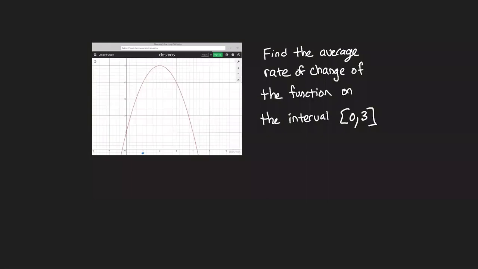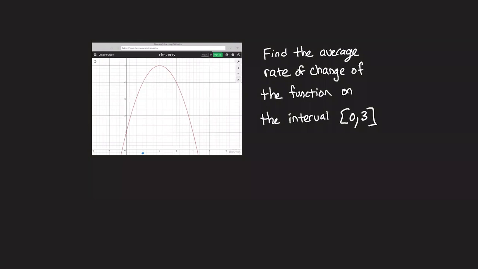Hi, everybody. So this is going to be a quick video where we look at average rate of change, not from a function perspective, but rather from a graphical perspective. So we have a graph that we're showing over here on the left on Desmos, and we're going to figure out the average rate of change of the function on the interval 0, 3 without actually using the formula. We're just going to use the graph.